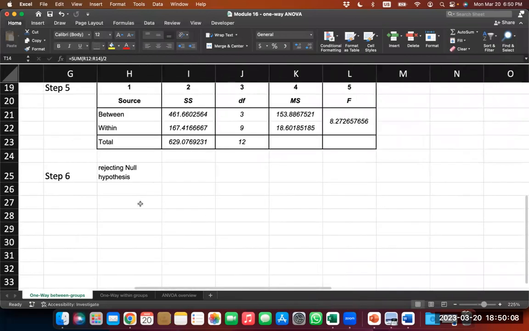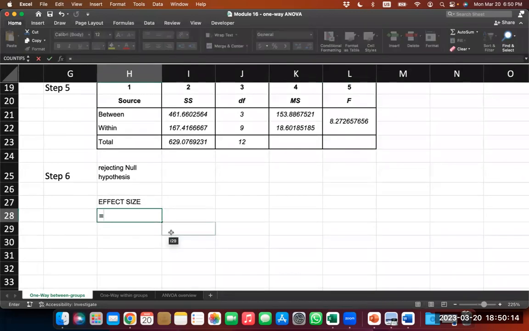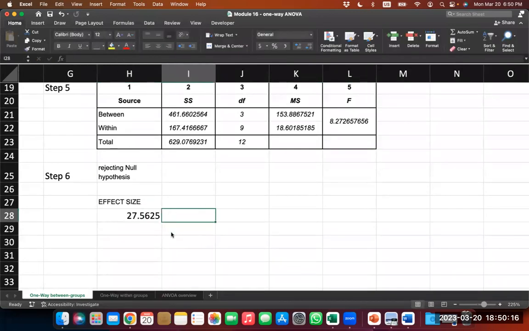This is simply done by calculating the R squared, which is basically the sum of squares between as a fraction of the total. And the R squared here is 73%, 0.73. That means that the weight of the total variance is really on the differences between the groups. That means that this is a very large effect size.